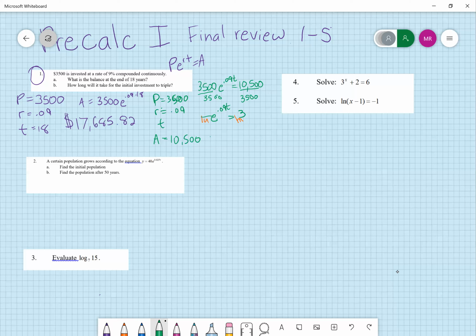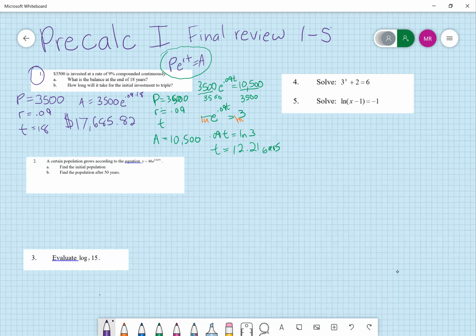So I get that 0.09 T equals the ln of 3. So I do ln 3 on my calculator, and then I divide by 0.09, and I get that my time is 12.21 years, rounding up. So question 1 is all about this formula, A equals P e to the RT, the PERT, and that is exponential growth.